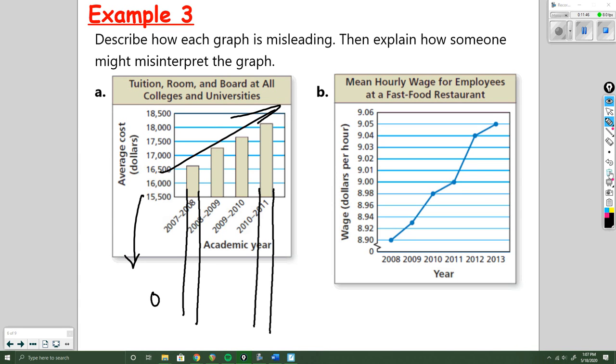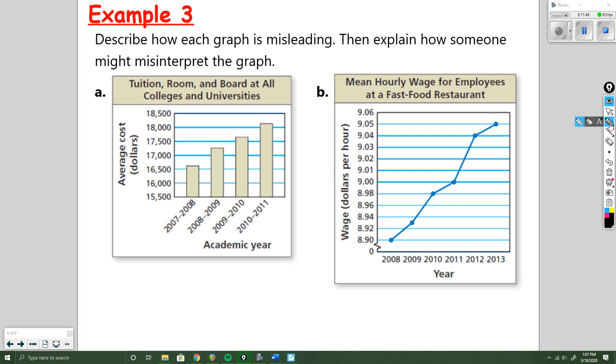All right, let's take a look at B. Now this one's rather tricky as well. What we have is mean hourly wage for employees at a fast food restaurant. So over this time period, we have the wage in dollars per hour. Okay, so we start with just a general raise, increases a little bit more, general raise, increases much more drastically right here. So that's interesting.